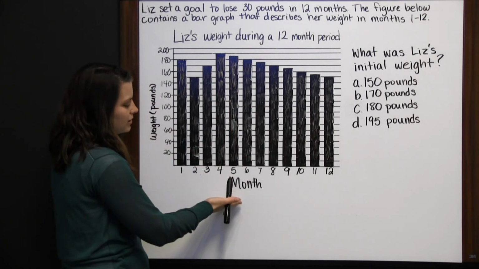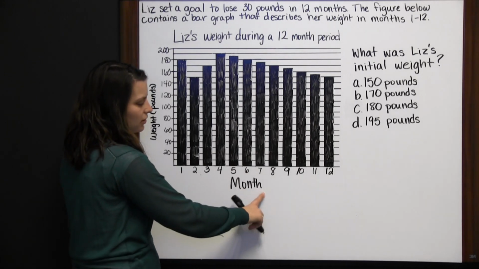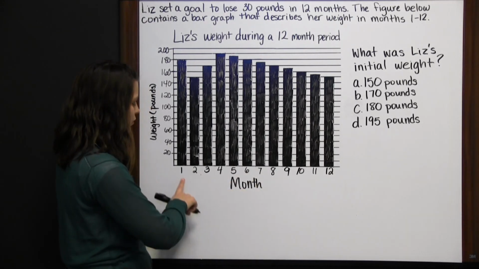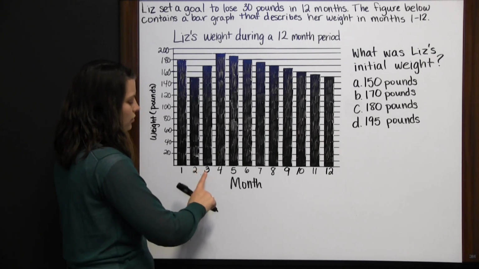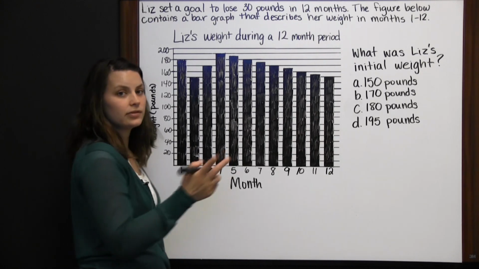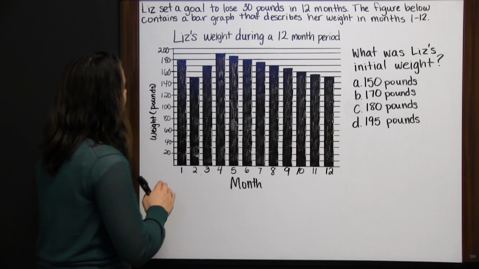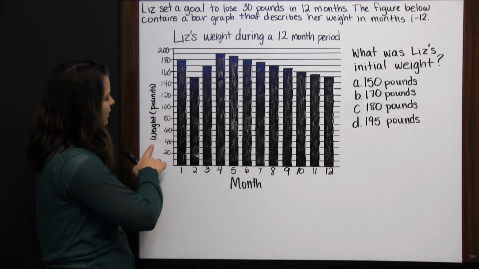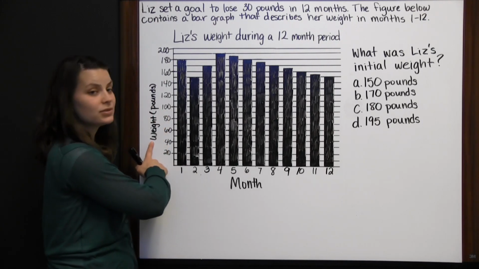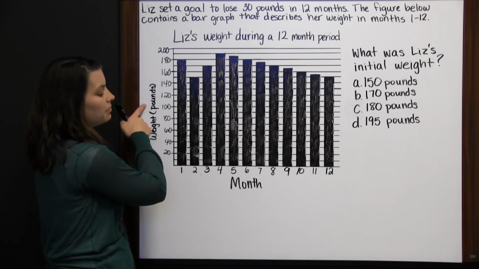If we look at the x-axis, we see that we have months along the x-axis. So this would be month 1, month 2, month 3, and so on. And as we look at the y-axis, we can see that we have Liz's weight, which is measured in pounds.